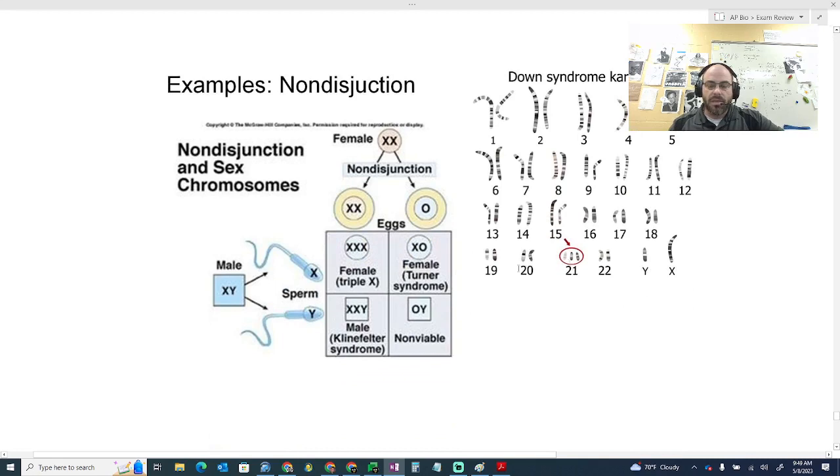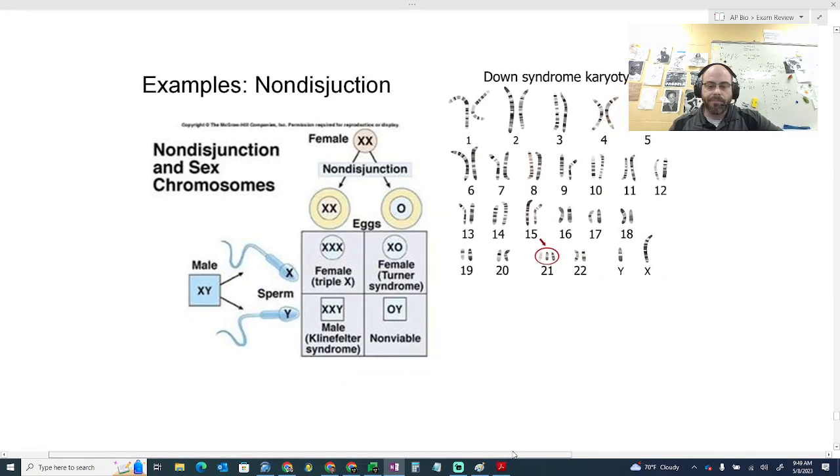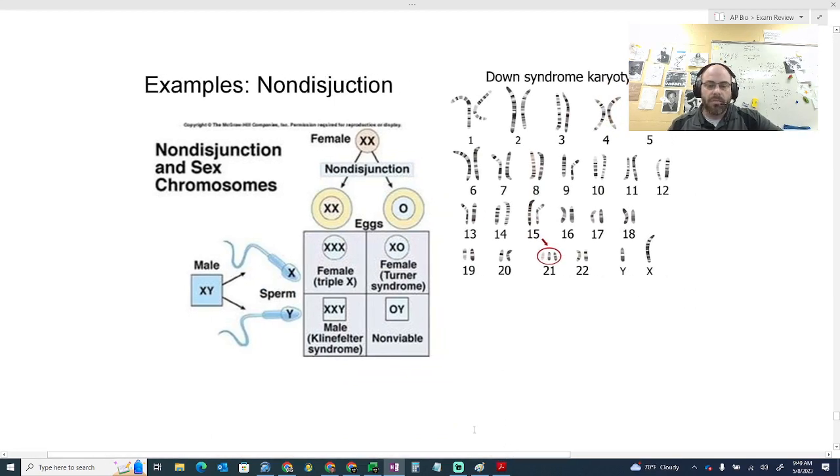Here's an example of non-disjunction. Trisomy 21 is this disorder, what we call Down syndrome. The individual has 3 chromosomes on their 21st pair. There are several examples of this.